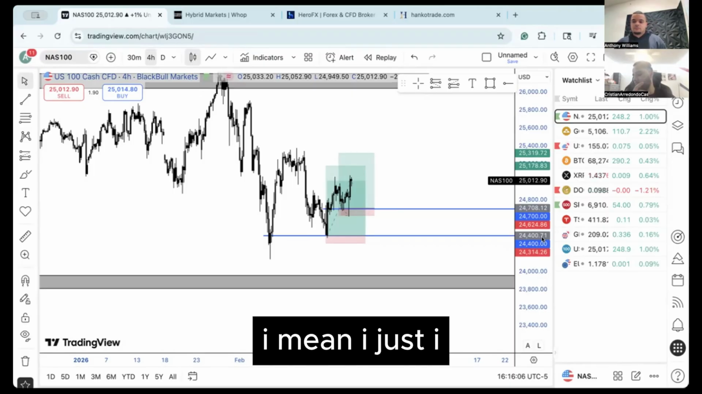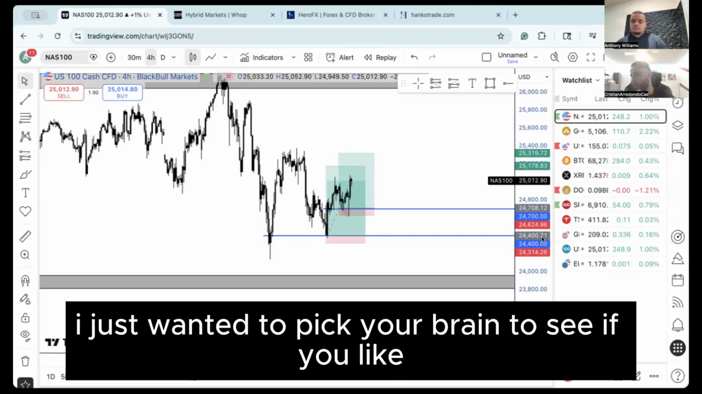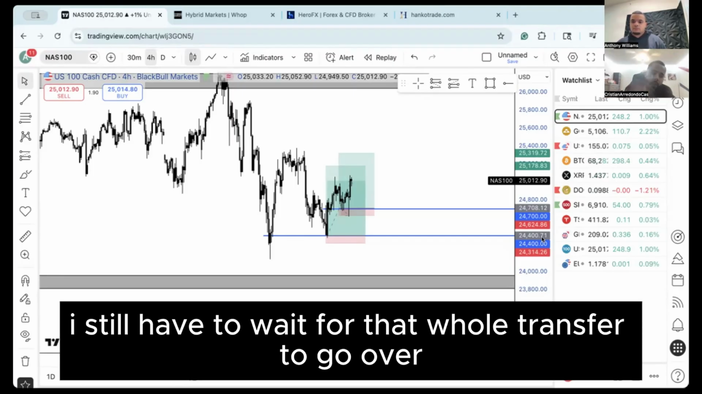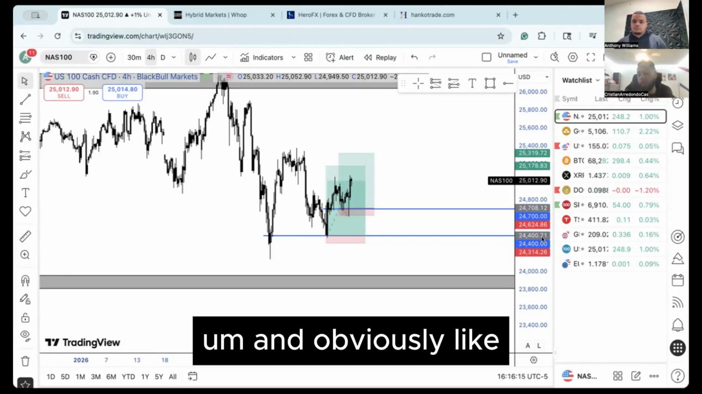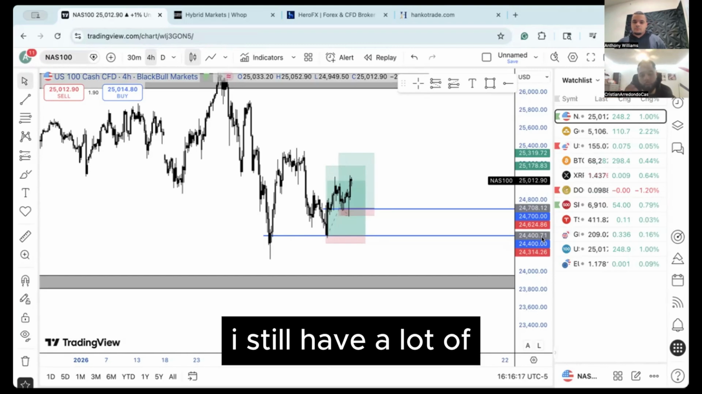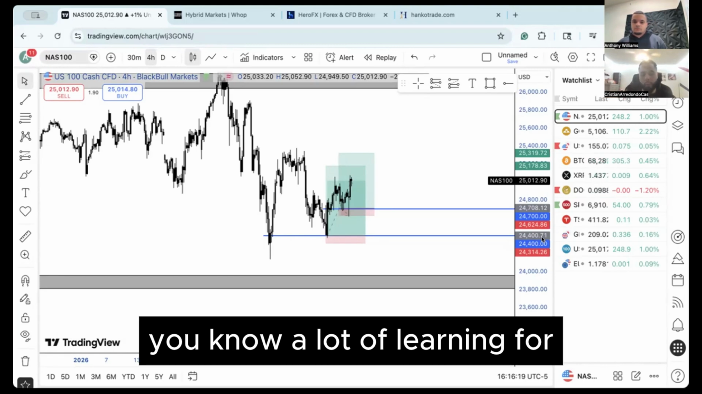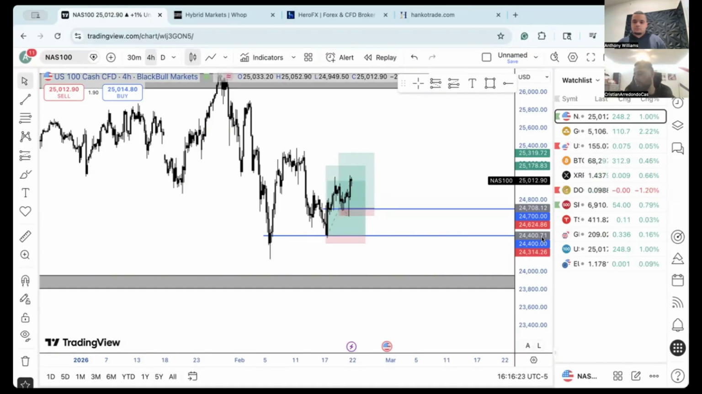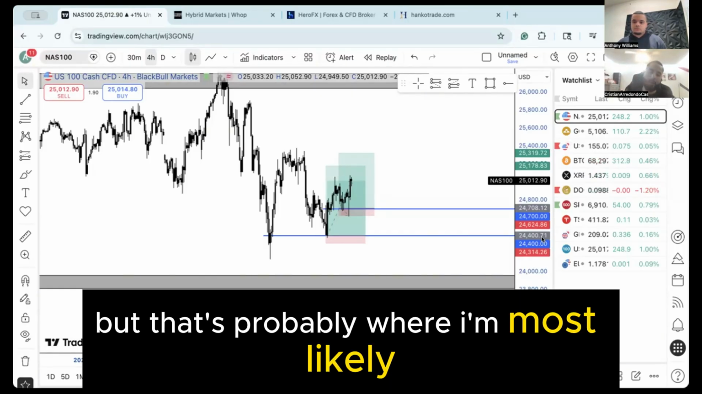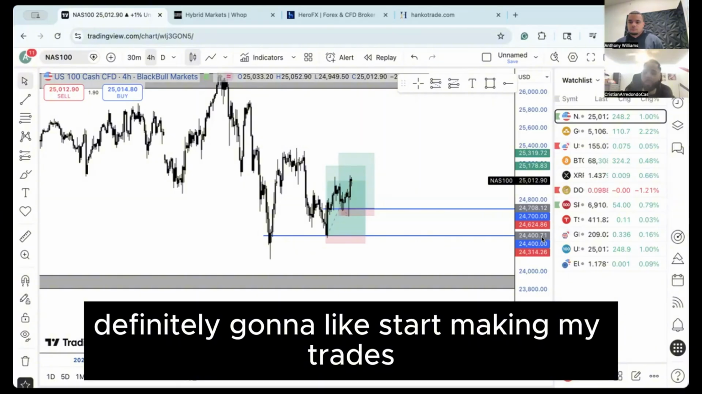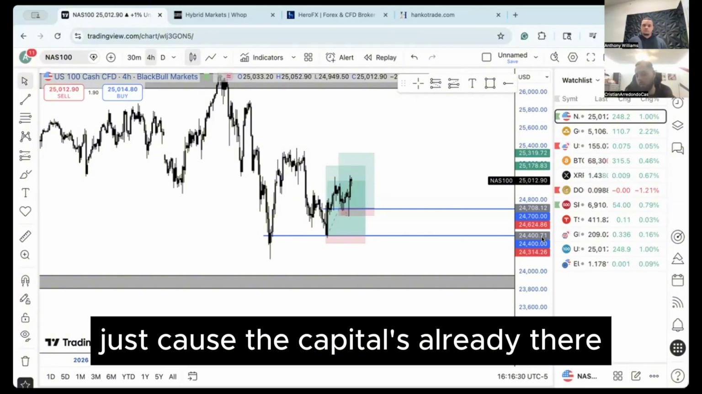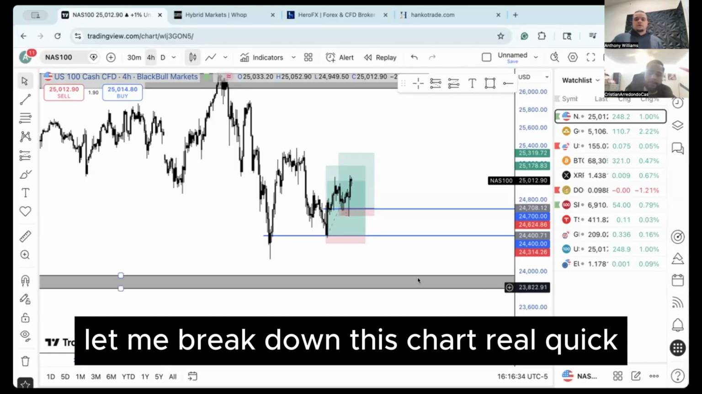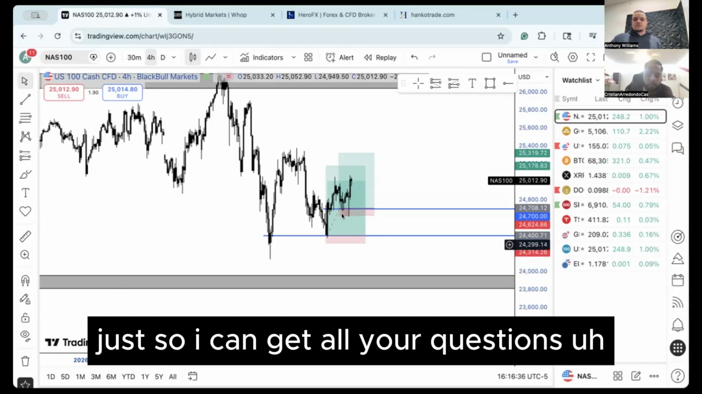I just wanted to pick your brain to see if you knew anything about it, but that's cool. I still have to wait for that whole transfer to go over. And obviously I still have a lot of learning for the system anyways. But that's most likely where I'm definitely going to start making my trades, just because the capital's already there. Okay. All right. Let me break down this chart real quick, just so I can get all your questions.